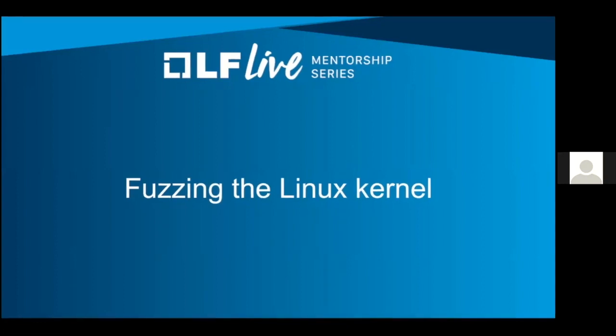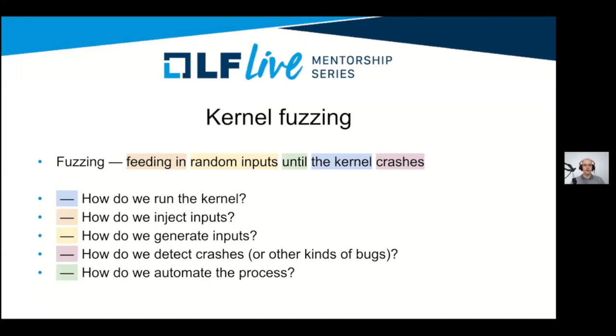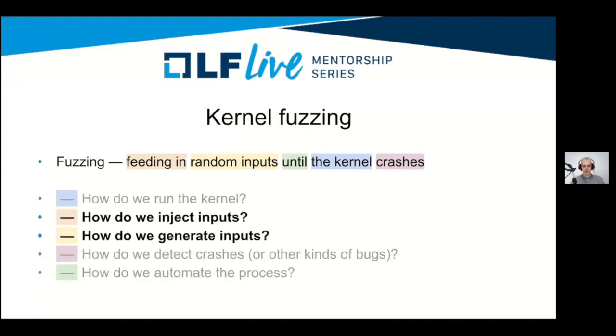All right, let's try to apply all that theory to the Linux kernel. As I mentioned before, whenever you're trying to make a fuzzer, you've got to answer these 5 questions. And in case of the kernel, instead of running some abstract program, we're going to be running the kernel. What I'm going to do is describe my thoughts on each of these questions. So let's start with these 2. These ones are about injecting and generating inputs.